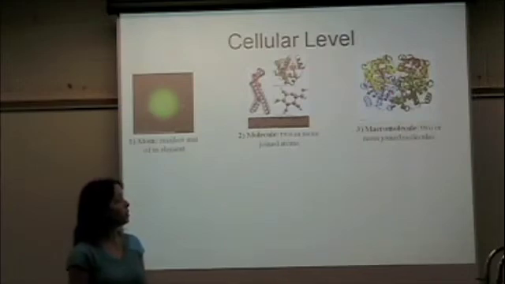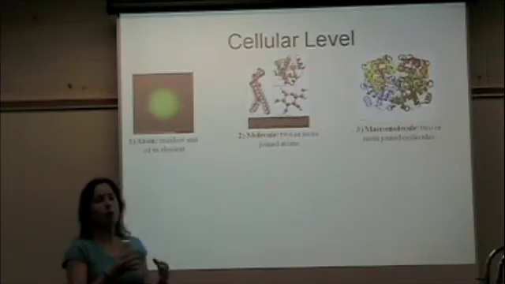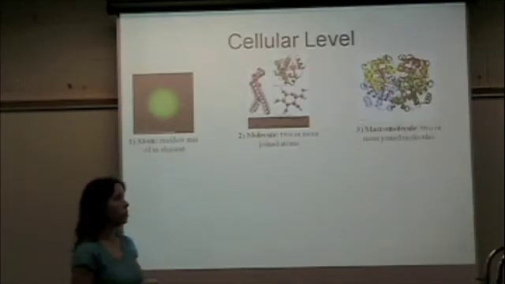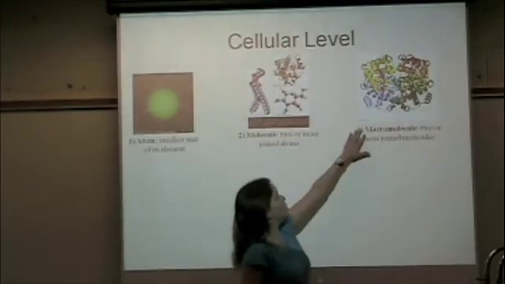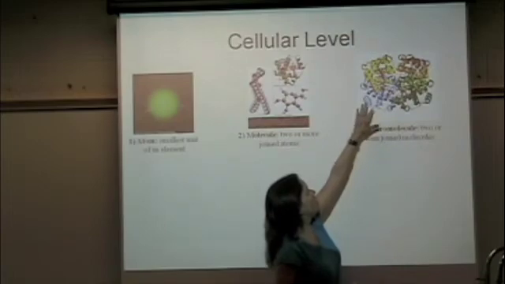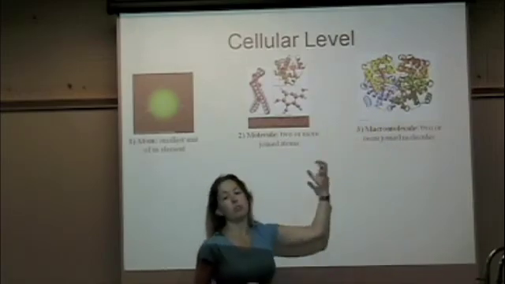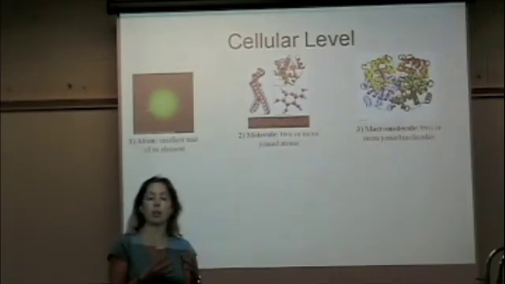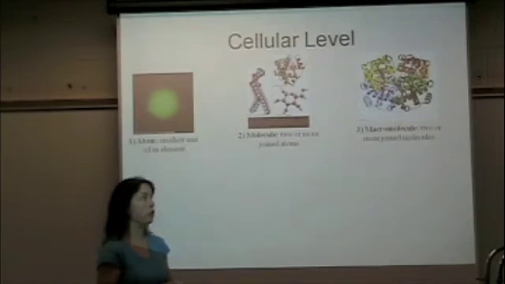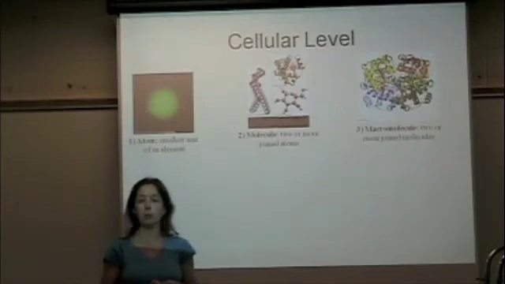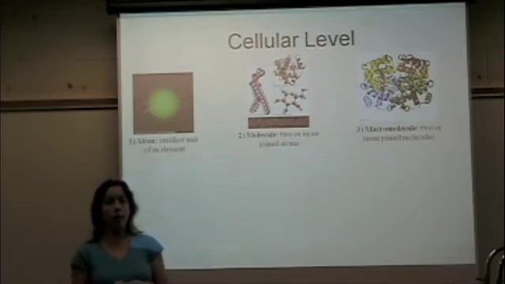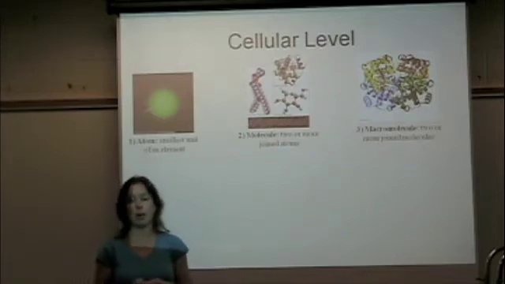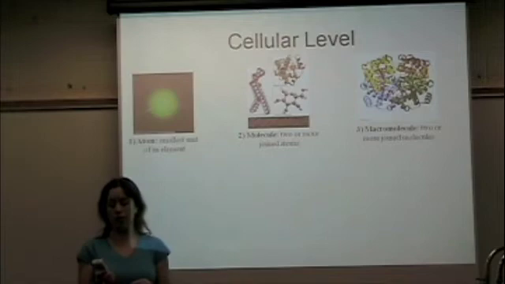A macromolecule is many small molecules joined together. So you can see in this picture here, there is a blue molecule, a green, an orange, and a yellow. And so there are different protein chains that are coming together to create a larger macromolecule called hemoglobin. And hemoglobin is the protein that allows your blood to carry oxygen throughout your cells.